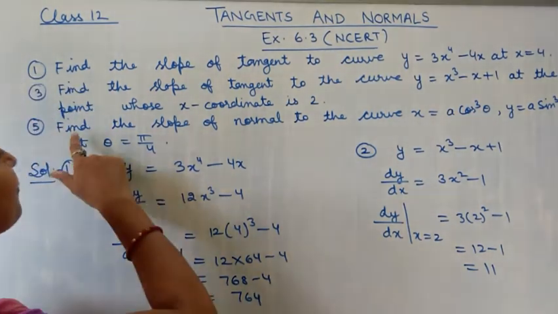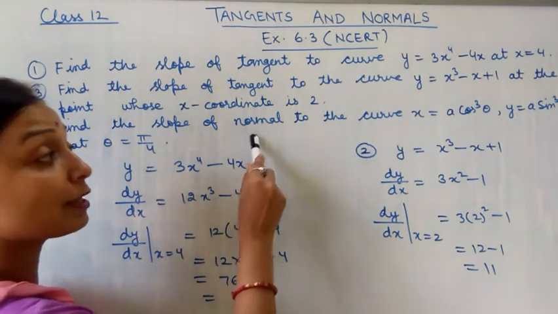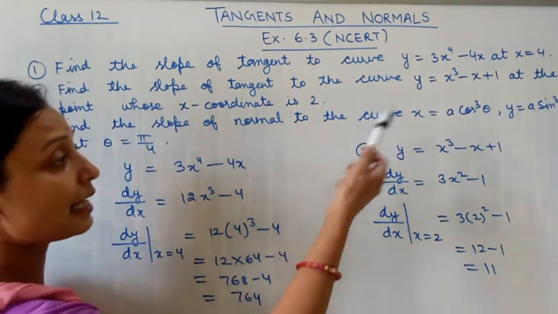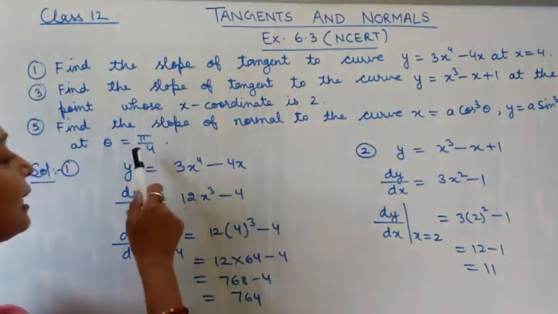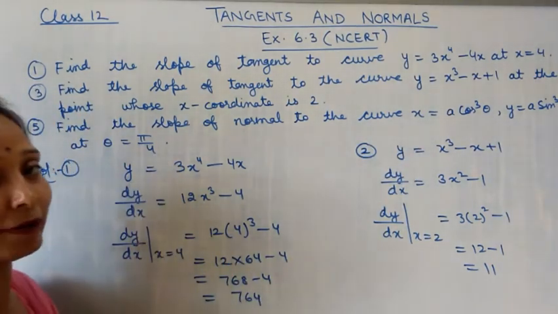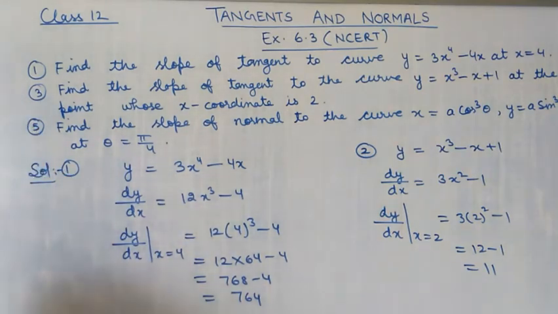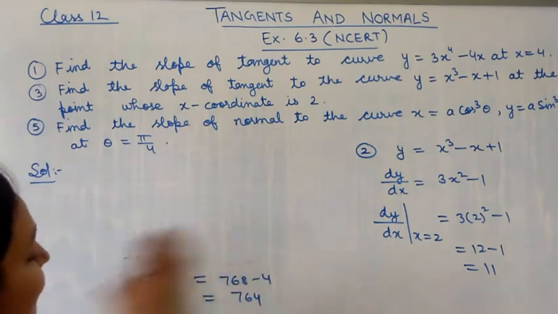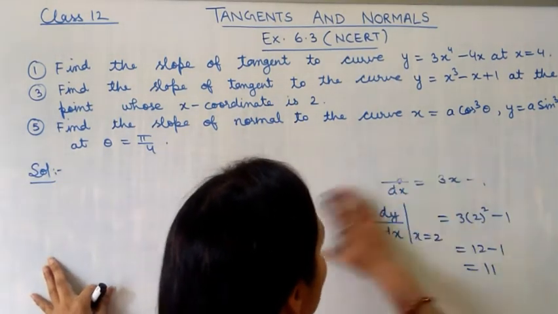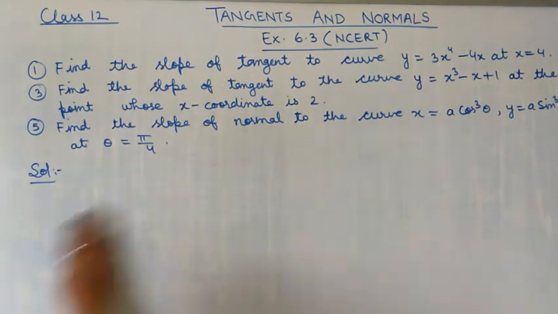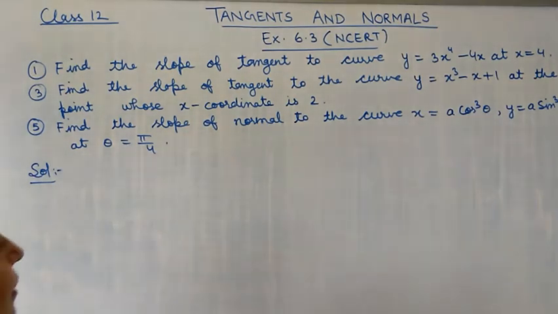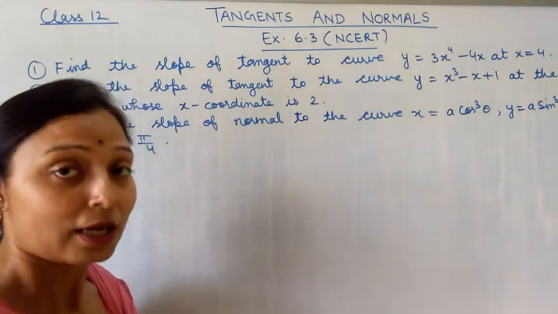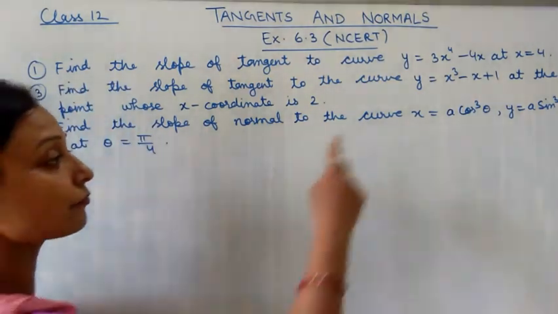In question number 5, find the slope of the normal to the curve when the curve is given in the form of theta. X and y, 2 points are given in the form of theta, and you have to find the slope at pi by 4. This is a very important question. This type of question comes in the board exam. So I will do this question number 5 for all of you. Question number 5 is parametric form, right? Parametric form is that form in which x and y are given in terms of a third variable. So I will solve in terms of that third variable.